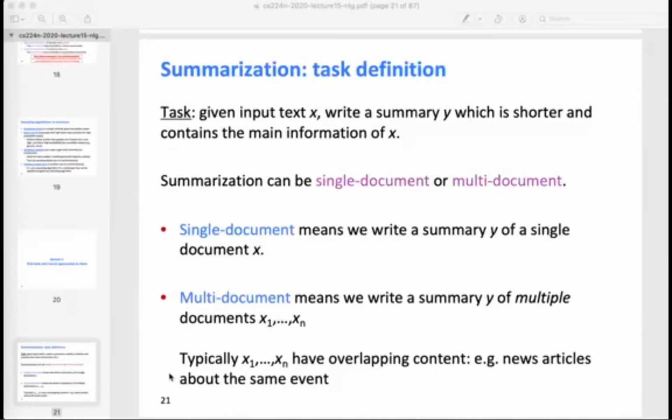So typically, we have a spread of documents X1 to Xn, but we expect them to have overlapping content, right? So it makes sense because, for example, if you have like 10 news articles that have kind of similar content, you want to summarize them so that you can have a comprehensive view of all the contents and they're centered around the same topic, right? So it really makes sense.